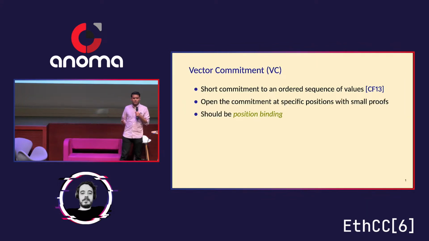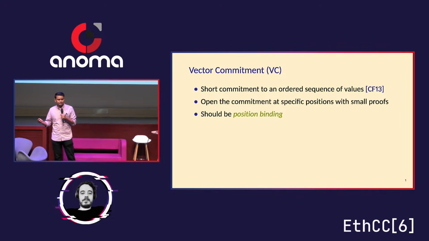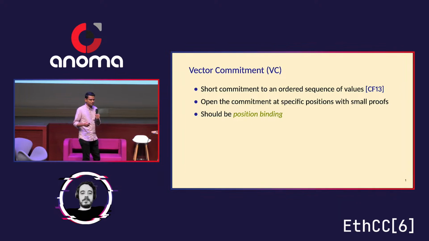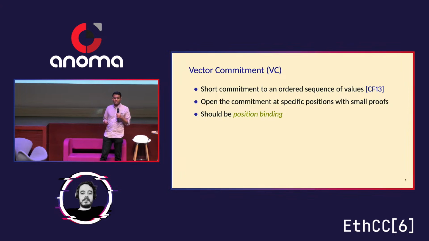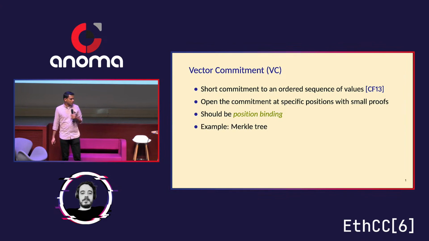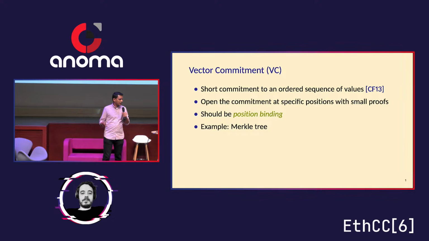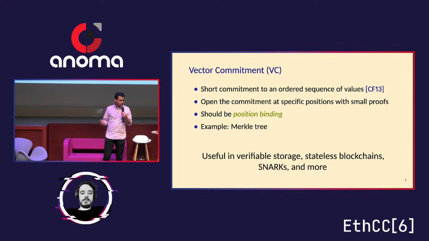The key security property which we want from a vector commitment is called position binding. Say the prover has committed to some value m at position i, then the prover should not be able to come up with a different value m prime and a proof for m prime that is accepted by the verifier under the same commitment C. A good example of a vector commitment is a Merkle tree. And vector commitments are useful in verifiable storage, stateless blockchains, SNARKs, and many applications continue to emerge.